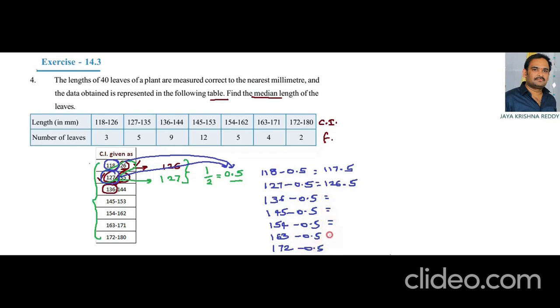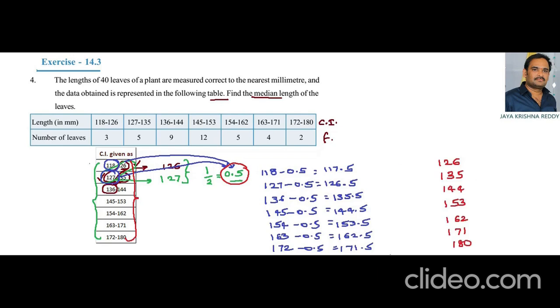So what will we get now? 136 minus 0.5 is 135.5. And the next one, 144.5. Next, 153.5, 162.5 and 171.5. Now add this 0.5 to all the upper limits of the class intervals. These are the upper limits of the class intervals. So we have to add this 0.5 to all these values.